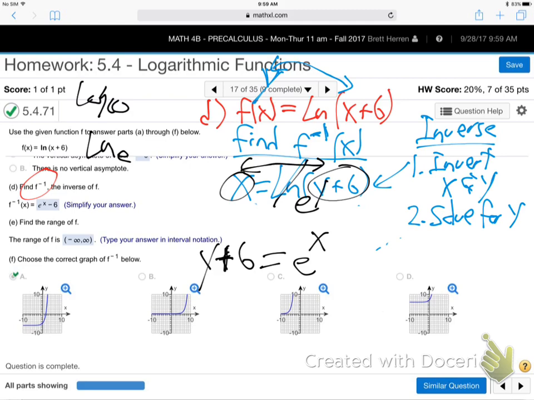You can't divide by that ln. The way we get rid of logs is cross them off, base stays the base, other two switch. Log is gone. We're out of the log language now. And now it's easy to solve for y, huh? Now just jump that 6 to the other side. Y equals e to the x minus 6.